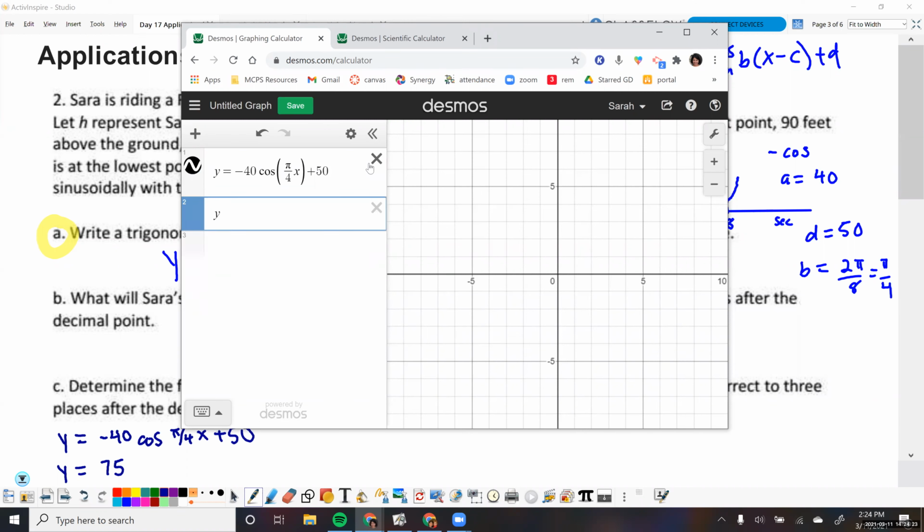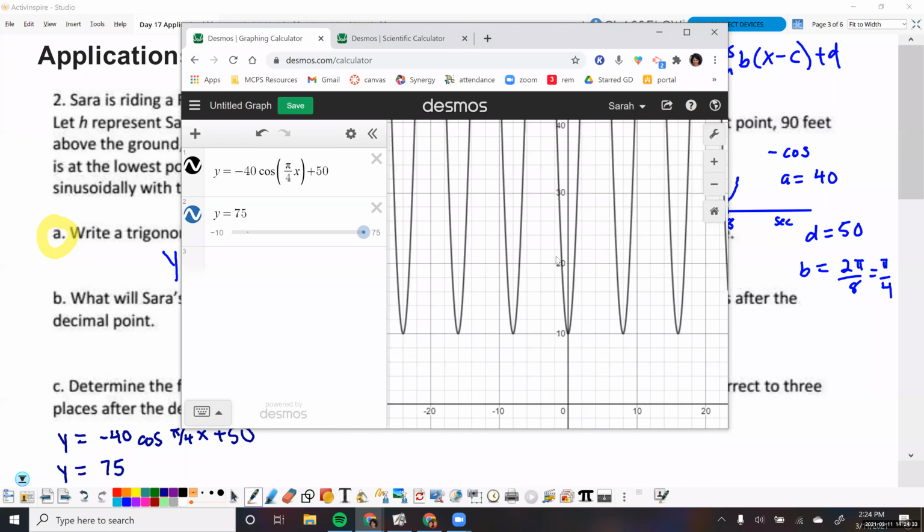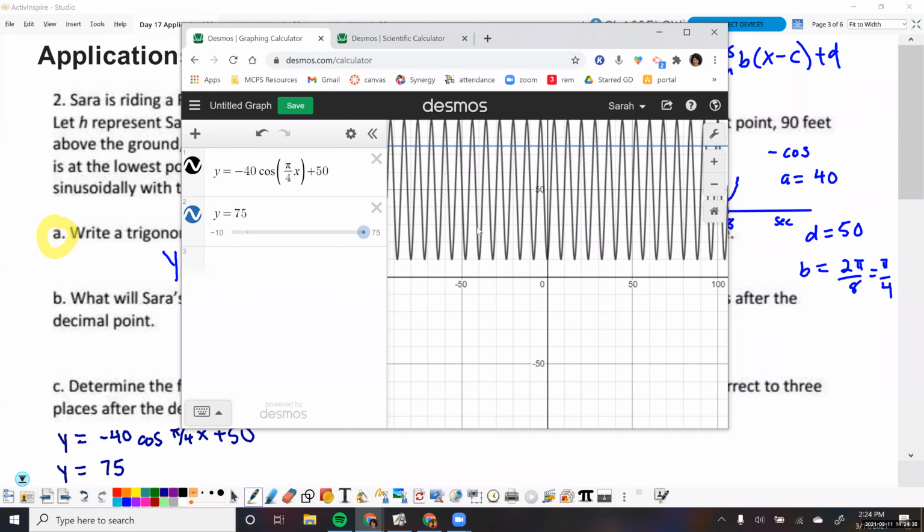Then for the second one, I'm just going to go y equals 75. Now I am going to play around with my graph. Oh, there it is. And I can pull it out with the wheel, remember? And that's just terrible to look at.